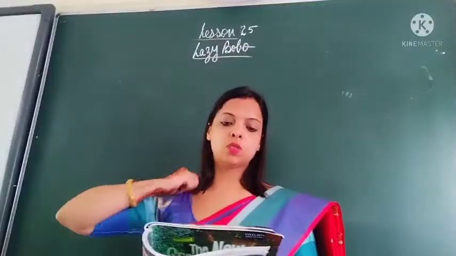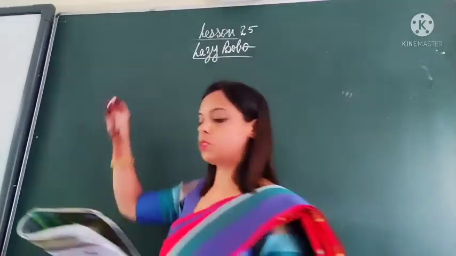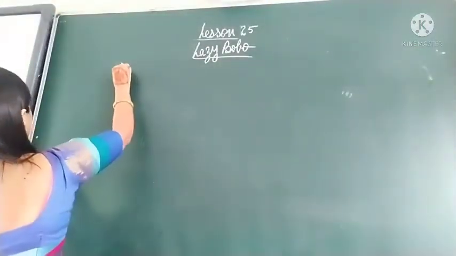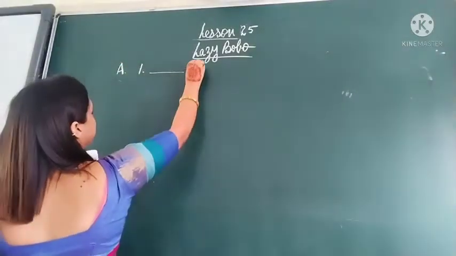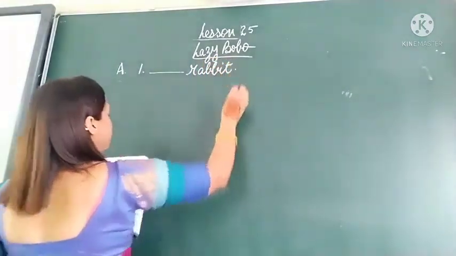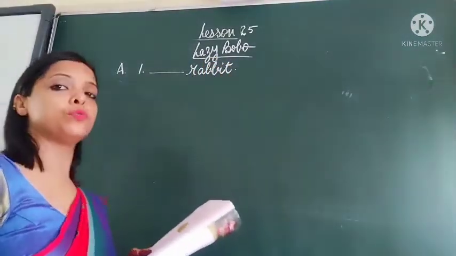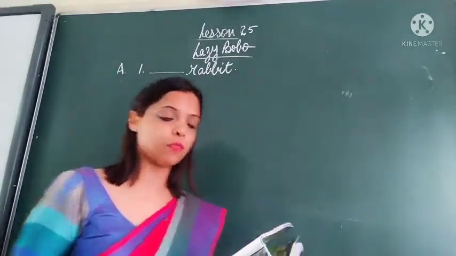Okay, children, let's do the exercise part also. So who was Bobo? Bobo was a lazy rabbit. Okay, so A, first part, Bobo was a lazy. It is already written here. We have to write here rabbit. But remember, in exam, if it comes who was Bobo, don't write just rabbit. You have to write Bobo was a lazy rabbit. Full thing you have to write.